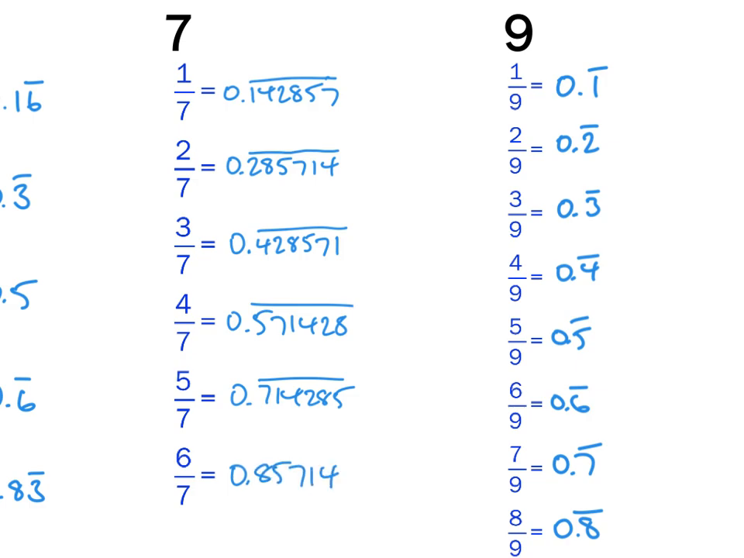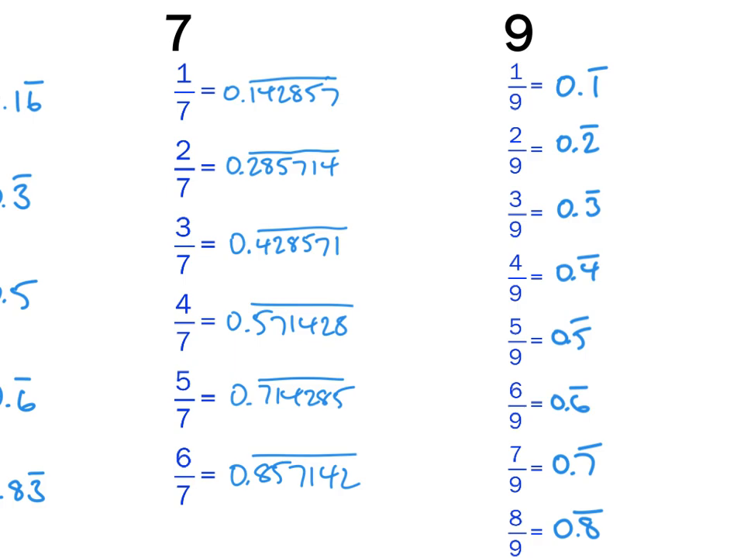0.857142... Oops, I'm missing one there. 857142. Oh, 2 at the end. There you go. So there's your 6-digit repeated number. This is why sevens are just a little bit trickier, because 7 is a larger number and it's prime.